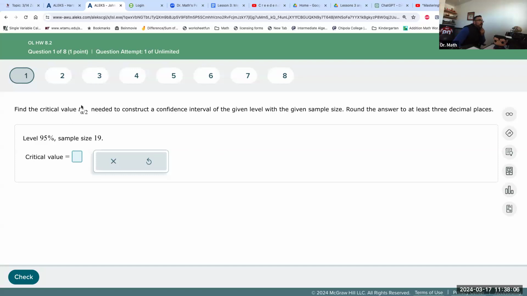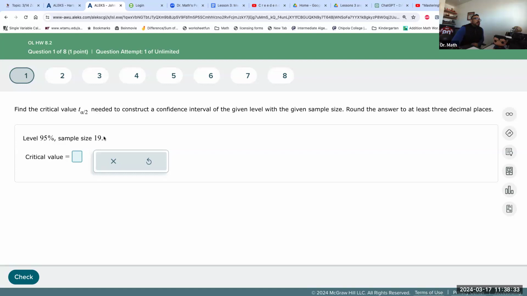critical value of this T value here. So what is this needed to construct a confidence interval of a given level with a given sample size? What they're going to give us is a confidence level, and they're going to give us a sample size. The sample size is going to influence something called our degrees of freedom.